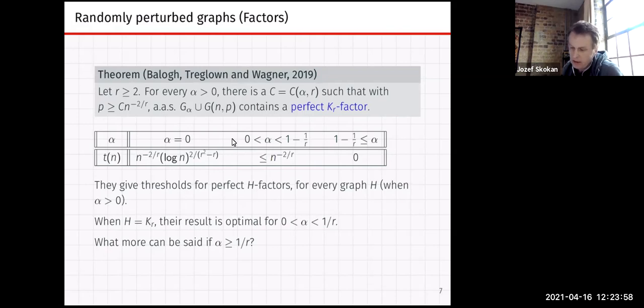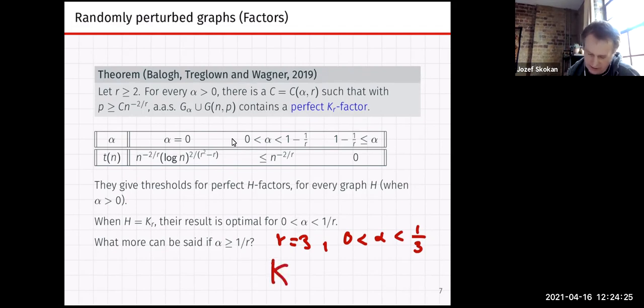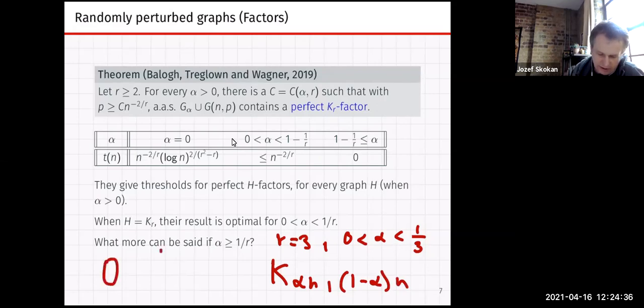How would you find that such a result is optimal? Well, usually you consider some suitable multipartite graph. So for example, if r is equal to 3 and you consider alpha between 0 and 1 over 3, then the graph that you will look at is the complete bipartite graph with partite sets of size alpha n and 1 minus alpha times n. So it will be kind of an unbalanced one.